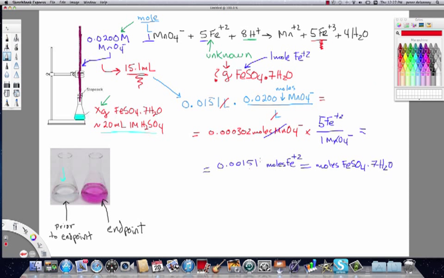And all we're left with doing then is multiplying times the molar mass, which is 278.31, and that's grams per mole of the hydrate, all right, of FeSO4·7H2O. And what we're going to get is 0.42 grams of the unknown.